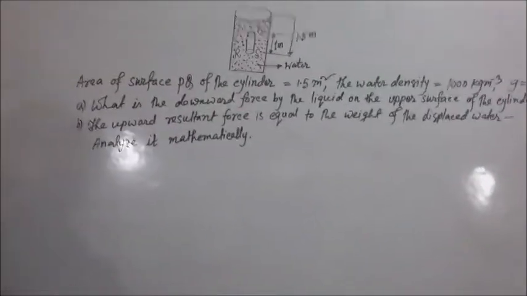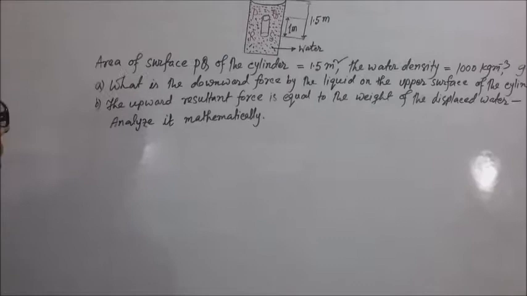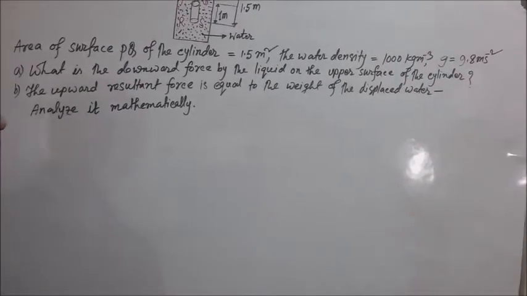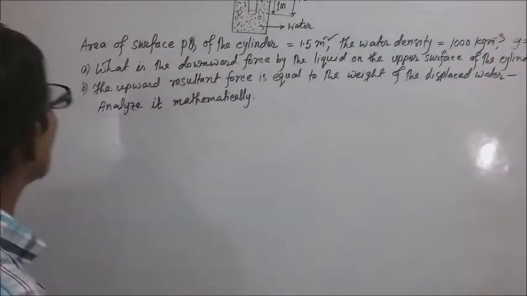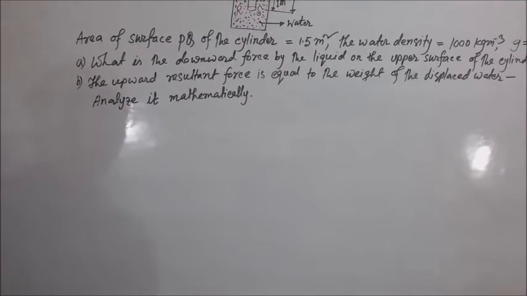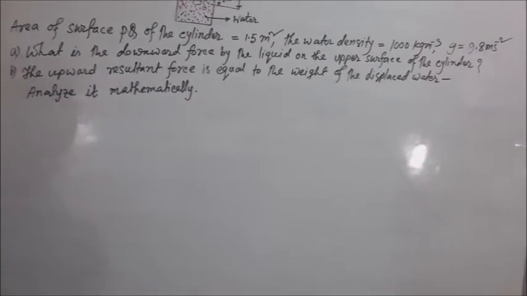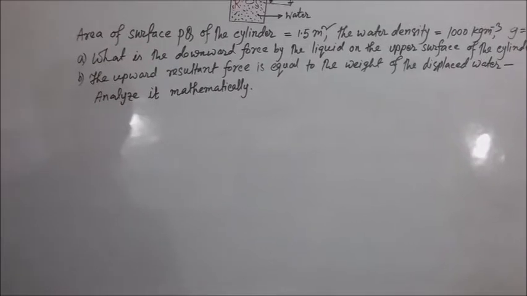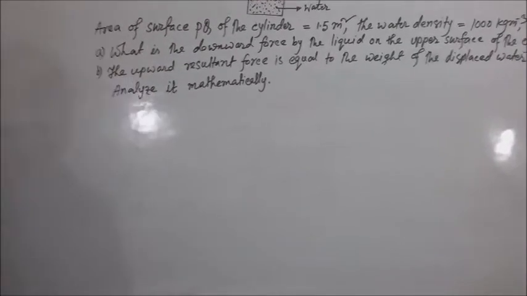Now question A. What is the downward force by the liquid on the upper surface of the cylinder? Question B. The upward resultant force is equal to the weight of the displaced water. Analyze it mathematically. Now solution of A.